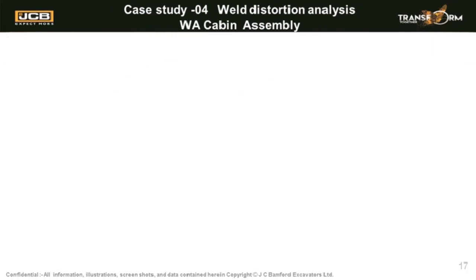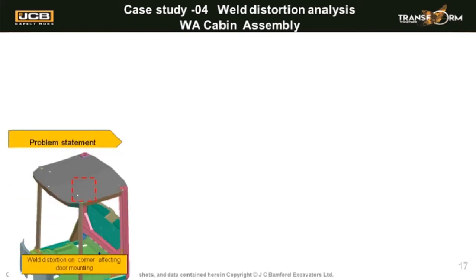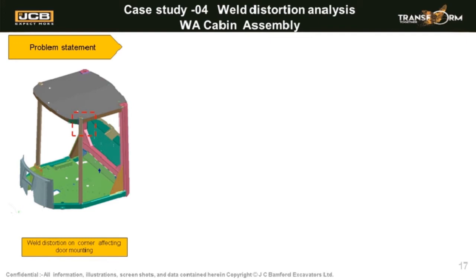The final case study was for a cab. Now, our factory in the UK produces cabs. This particular example is from a wheeled loading shovel. There was an issue with the door fitting poorly as a result of weld distortion, and this was found during assembly when the door was being fitted.